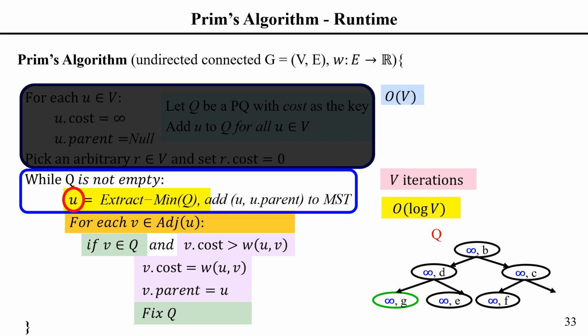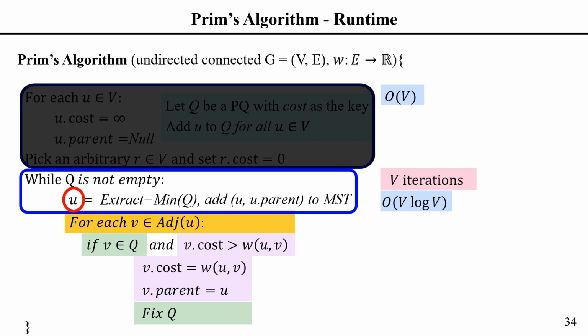Alright, once we get this new vertex, we need to add the corresponding edge to the current minimum spanning tree, which can be done in constant time. So overall, this expansion step takes order log v time in each iteration. And since there are v iterations, overall, the runtime for the expansion stage in total is order v log v time. Alright, that's the expansion stage.